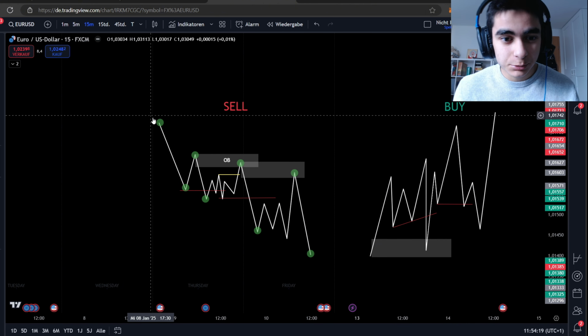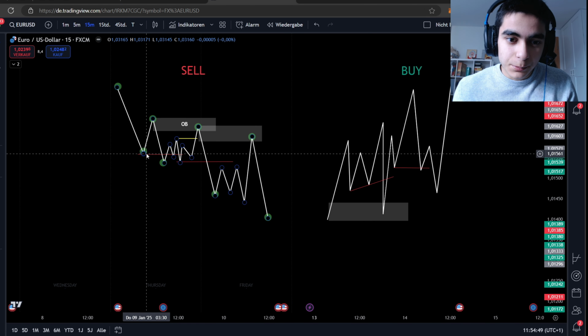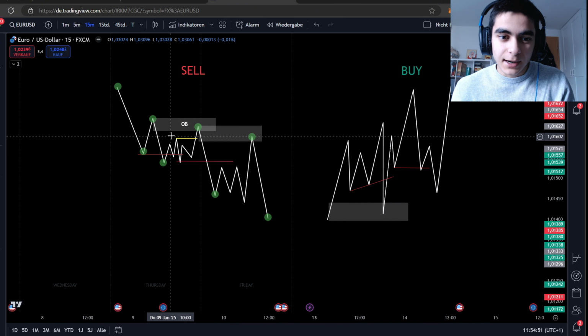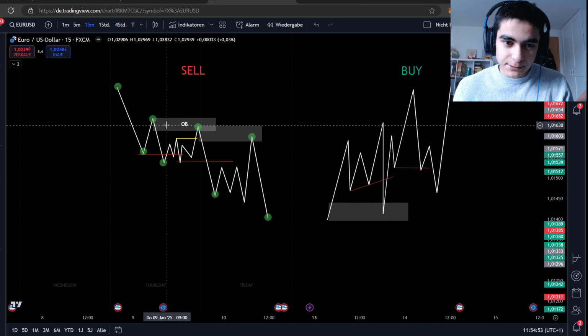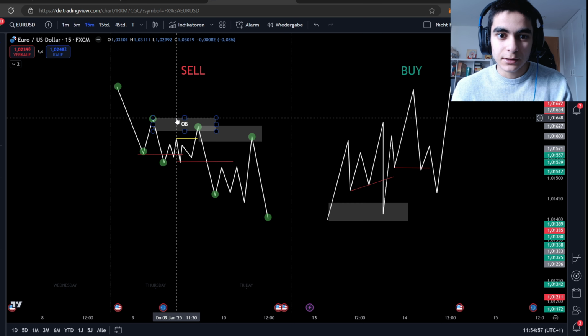So in a downtrend we have higher highs and lower lows. Every time we break a new low, the high that broke that low is the point of interest where we are going to take the short in a downtrend.